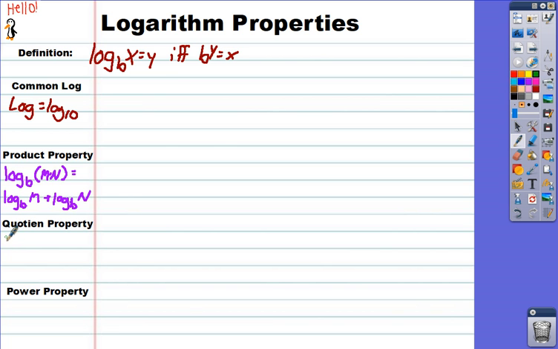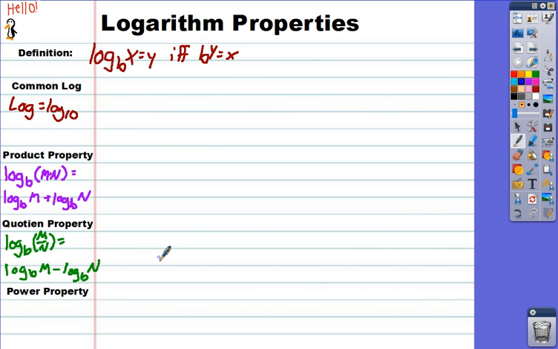The quotient property is the same idea. It's the one where we have log base b of a division, let's say m over n. It's going to break apart in the same way into two logarithms, but instead of using addition, we're going to change this into log base b of m minus log base b, same base, of n. Notice the numerator is always the first part, and the denominator is subtracted from the numerator part. And notice it is two logs. It's not a single log.